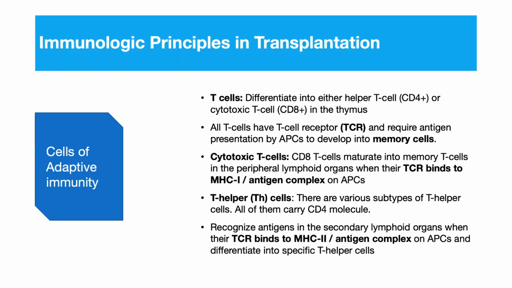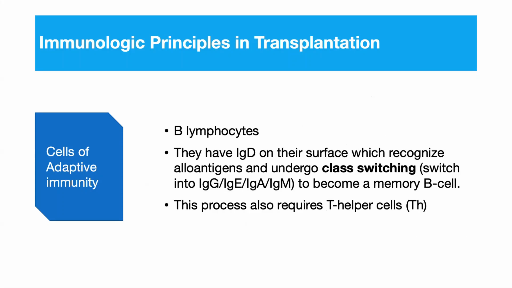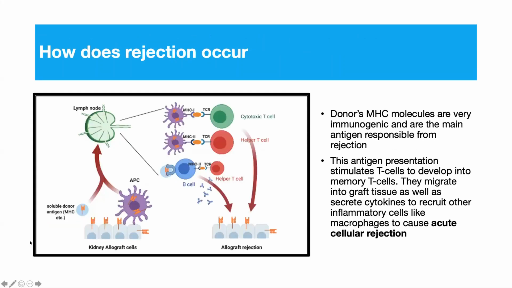Okay, these are very important to understand, the T cells, and the B cells have another function. They have IgD on their surface, and they recognize the alloantigens that are present in the donor organs, and they undergo class switching. They can switch into any of the other immunoglobulins, IgG, E, A, and M and all, and they become memory cells. These memory cells are very important for organ rejection. So this is why it's very important to know a little bit. If you find it a little difficult to understand, I think it's always better to go back and read it up a bit. Okay, so this is how rejection occurs.